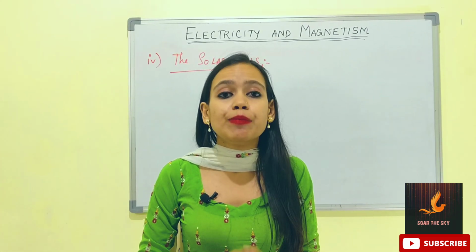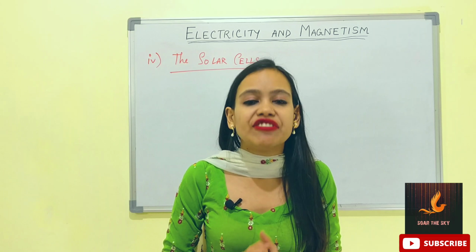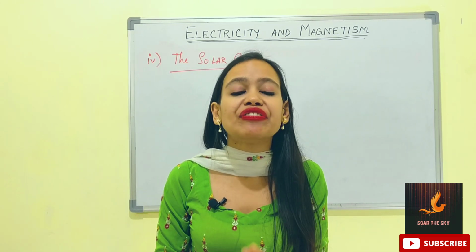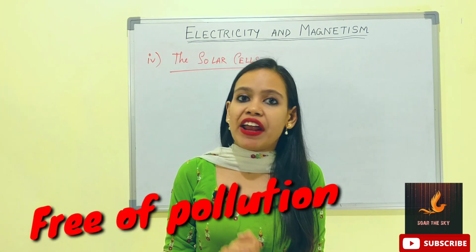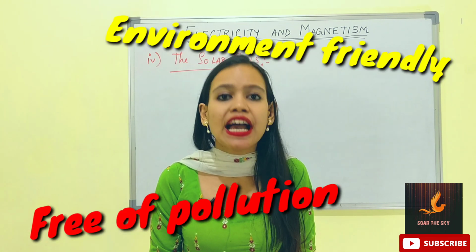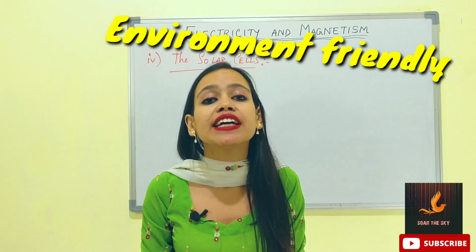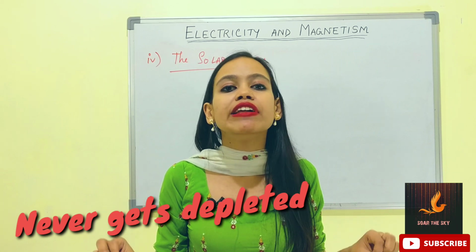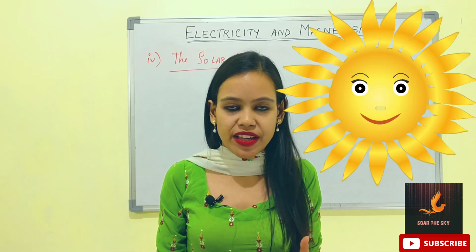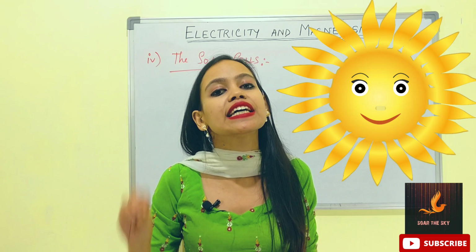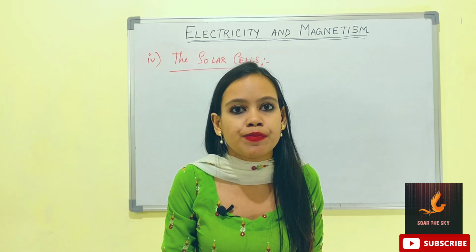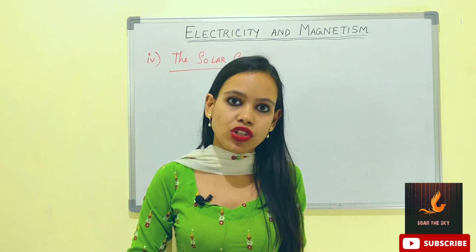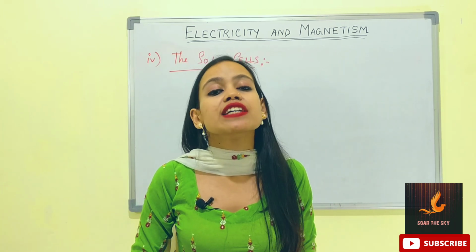A very important advantage of solar cells is that they are completely free of pollution, they are very environment friendly, and they will never get depleted. The source is unlimited. Just imagine, the sun will never die, right? The sun will always be there. Till the time the sun is there, the light will always be there, and till the time the light is there, we can convert that light energy into electricity. So the energy is limitless.